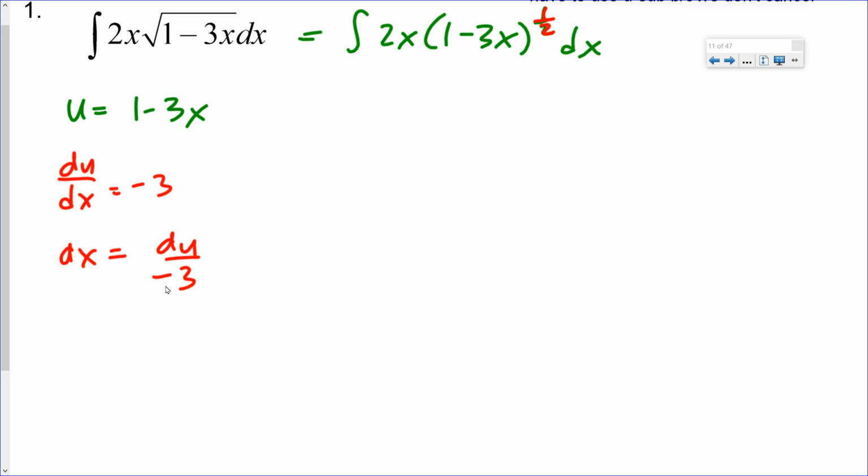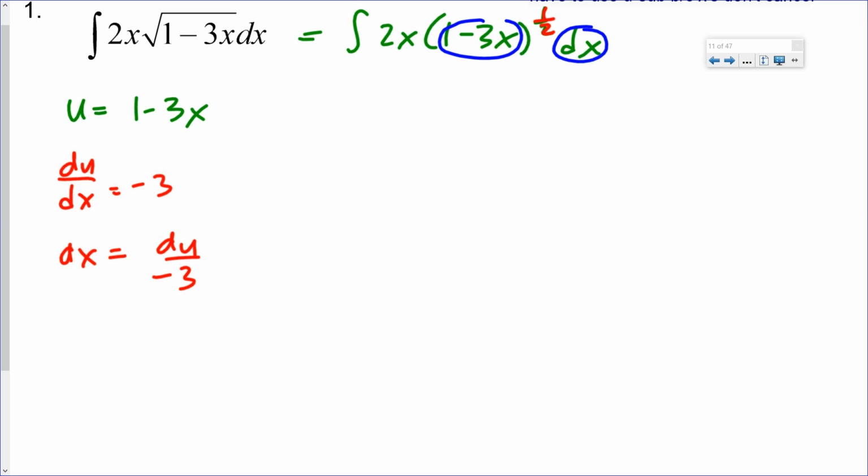dx equals du over negative 3, what's my next step? Replace two things. What two things do I replace? My u, so I'm going to circle that, and my dx.